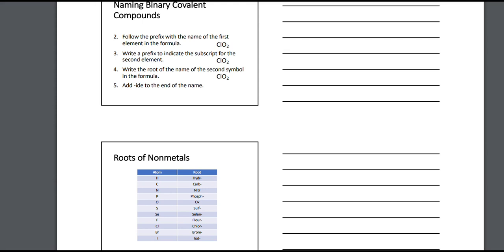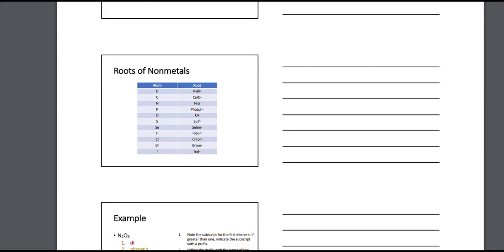So we always indicate the number of atoms for that element before we mention the name of it. Okay? And this is one of the common mistakes people make. Instead of writing dioxide, they write the oxygen first and then they write the prefix later. And that is a common mistake. Okay? Then you write the root of the name of the second symbol in the formula. And in this case, the root for oxygen is ox. O-X. Okay? Then you add IDE to the end of the name.